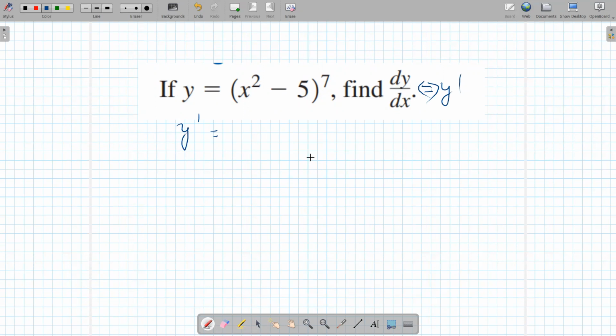First, use the power rule on the big guy on the outside. You bring the seven in the front. Yeah, seven in front. Everything inside is going to stay as it is. What's going to be the new power? To the power of six. Yeah, and then what do we multiply this by?